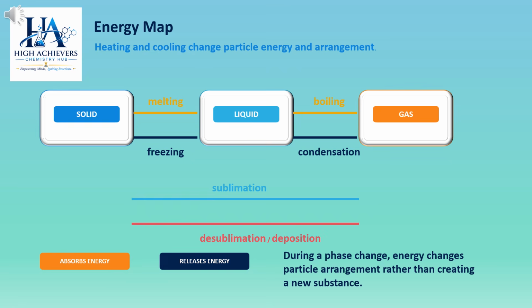Now let us bring all the energy changes together. When a substance changes from solid to liquid to gas, or solid directly to gas, energy is absorbed. These processes are melting, boiling, and sublimation. When a substance changes from gas to liquid to solid, or gas directly to solid, energy is released. These are condensation, freezing, and desublimation. Remember that during a phase change, the energy is mainly involved in changing particle arrangement and overcoming or forming attractive forces. A phase change does not create a new substance.